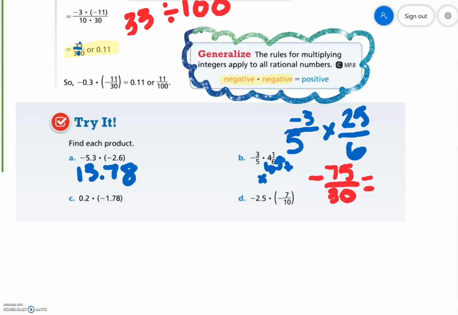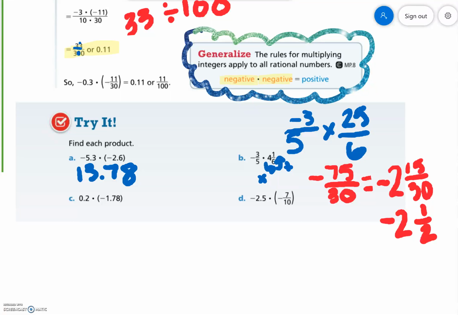Well, I want to turn this back into a proper fraction. 30 goes into 75 twice with 15 left over, but oops, I forgot my negative. Be very careful, don't lose it in the process. So it goes in twice with 15 left over. But you should recognize 15 over 30. 15 is half of 30, so I can reduce to negative 2 1/2.